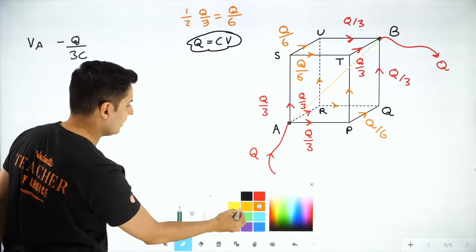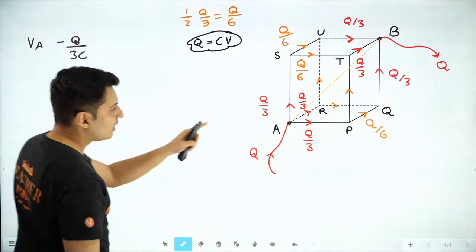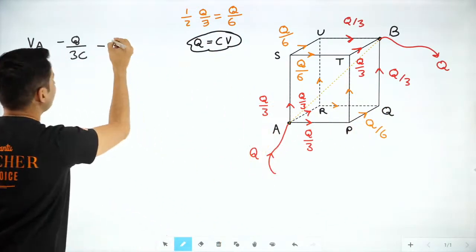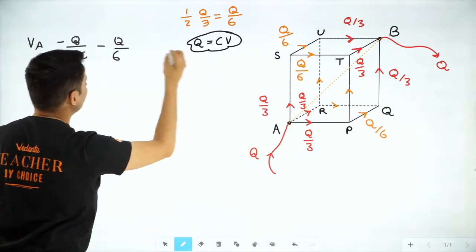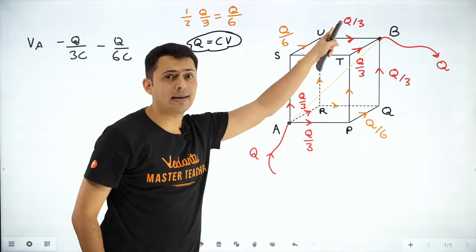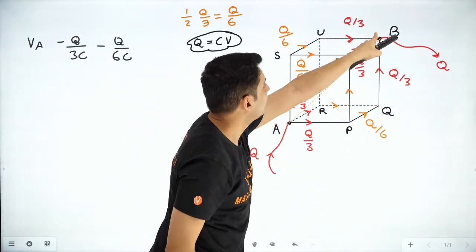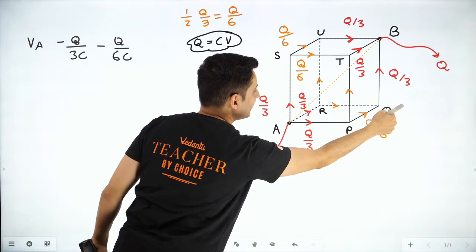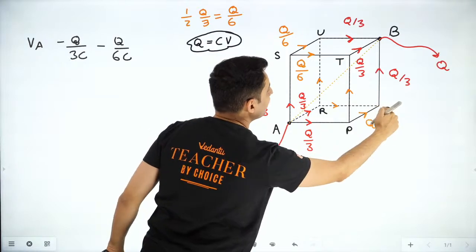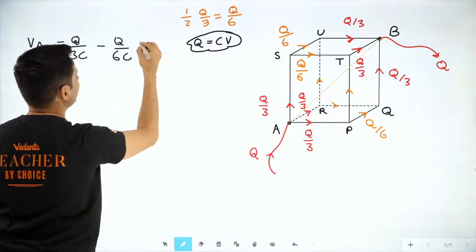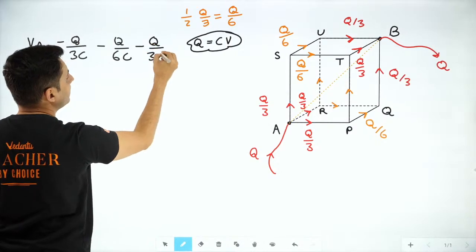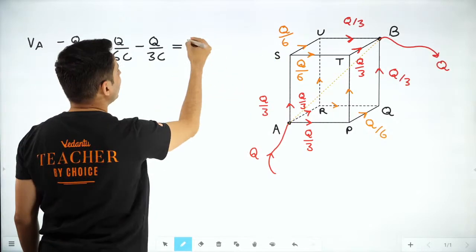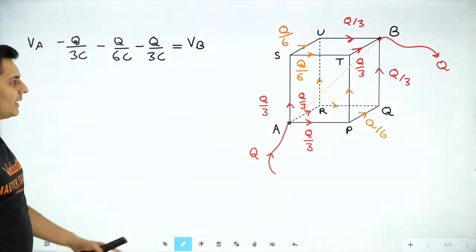Maybe in case that color is not so visible, so I'm writing it. From P to Q, what will be the voltage difference? Again, the charge, which is Q by 6, by the capacitance over there. Remember, every branch had a capacitor. And from this point to this point, please don't get confused with this symbol. This was the alphabet Q, not the charge Q. From Q to point B, the voltage difference will again be Q by 3 and C. And what will you get? You will get the voltage at point B, guys.